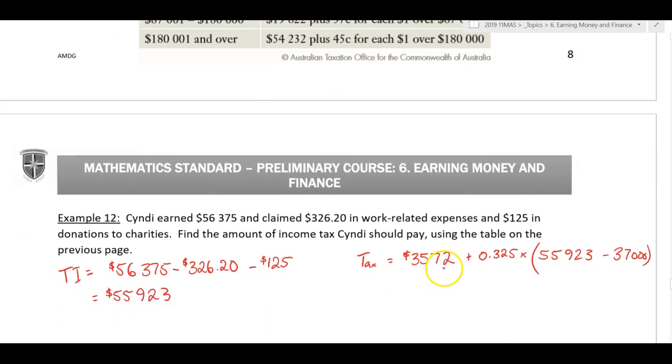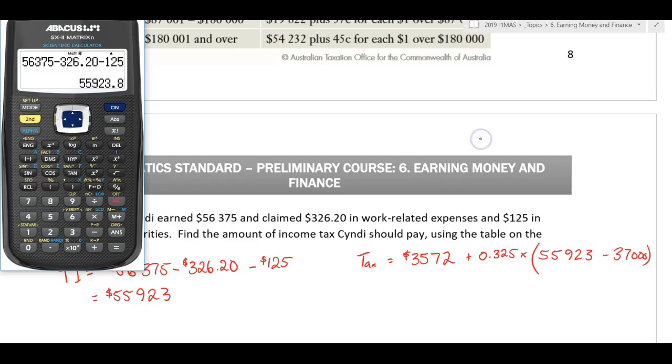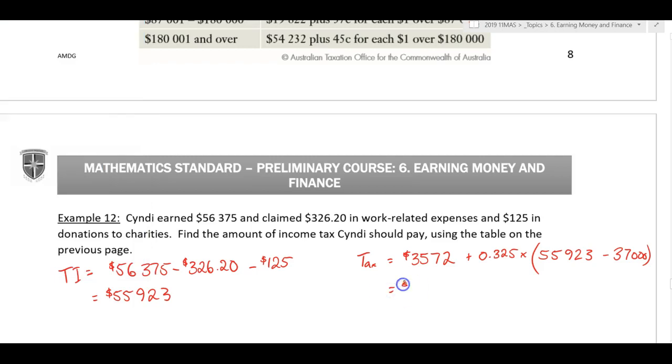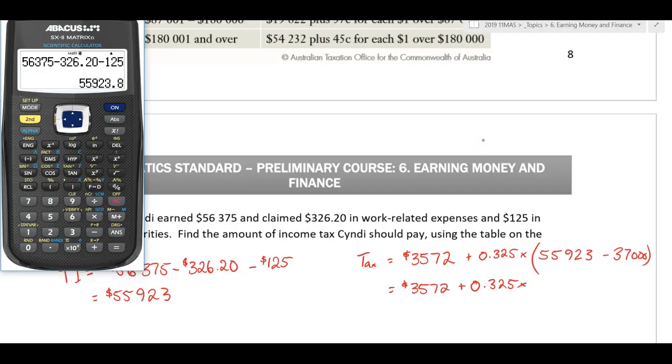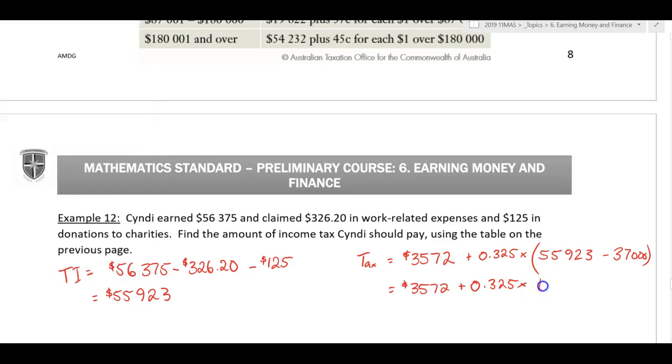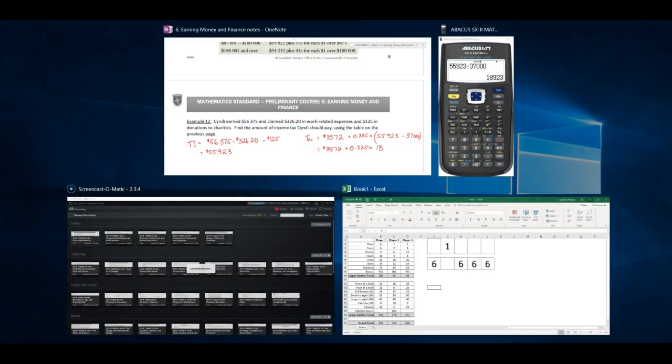Cindy is going to pay $3,572 plus 32.5 cents for each of these dollars that is above 37,000. I'm going to do this in parts here. This is still 3,572 plus 0.325 times, come on calculator, so we've got the 55,923 and we subtract the 37,000, and that tells me that Cindy has earned $18,923 above that 37,000 threshold. So we've got 18,923.